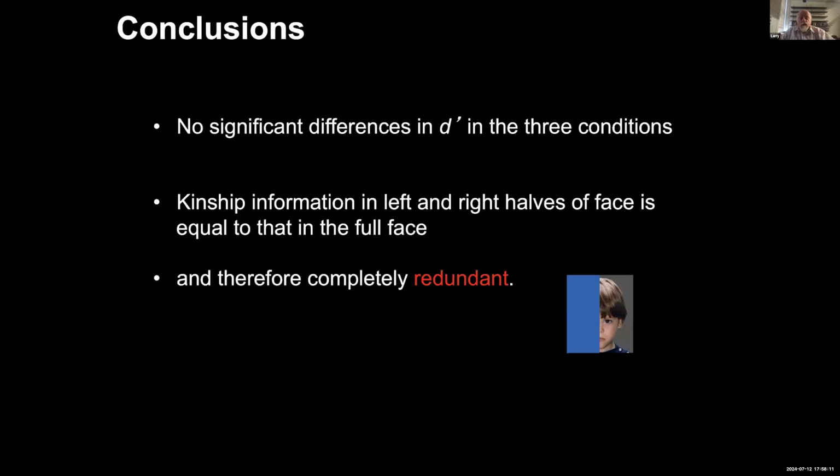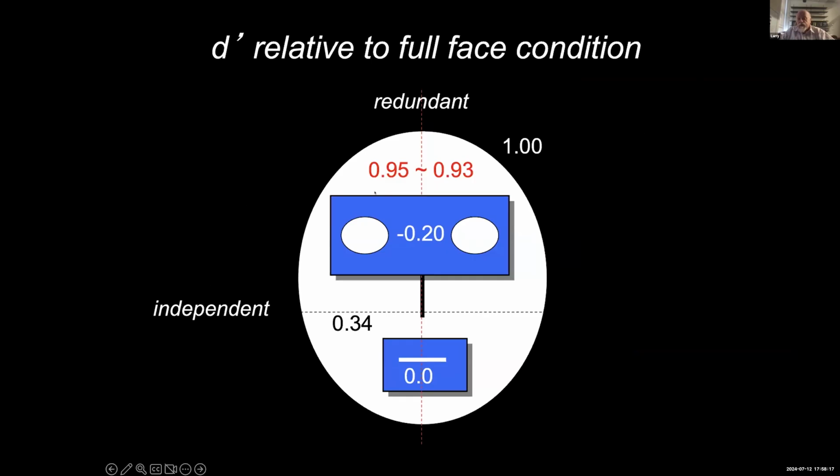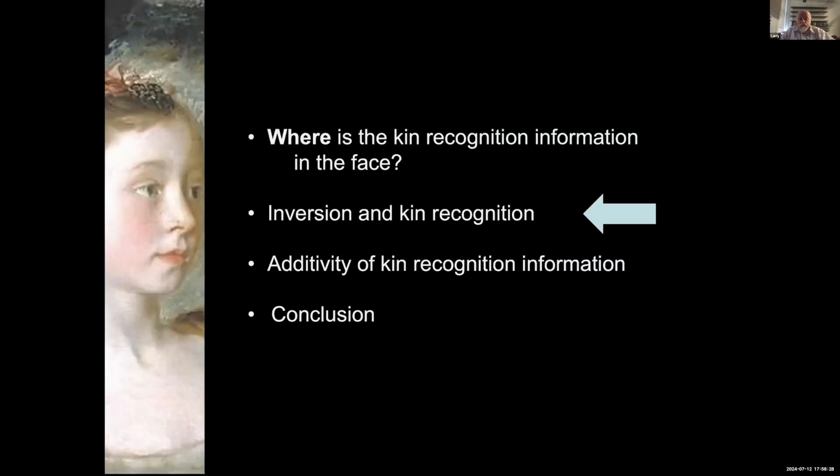Okay. So the basic conclusion is we can gradually develop a map of where everything is in the face. Looks a little bit like this, where the orange part is redundant, and these are all D prime relative to full face. And we'll see another one of these a bit later. Okay. Next issue is facial inversion.